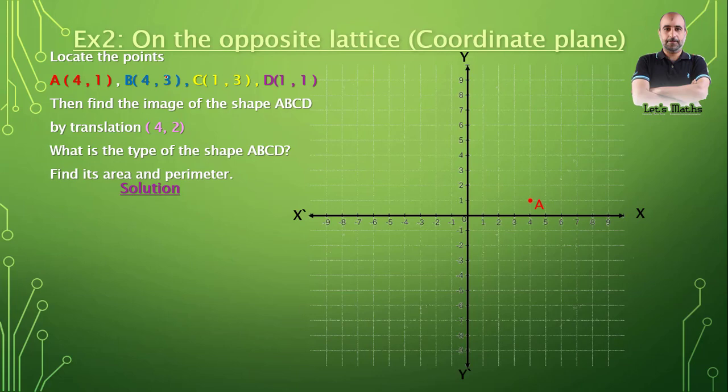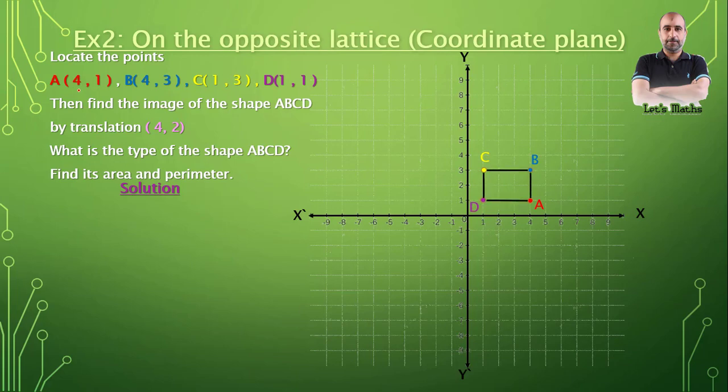Now B is (4, 3): 4 at x, 3 at y. That's where B is. C is (1, 3): 1 at x, 3 at y. And finally D is (1, 1): 1 at x, 1 at y. Let's join between them.